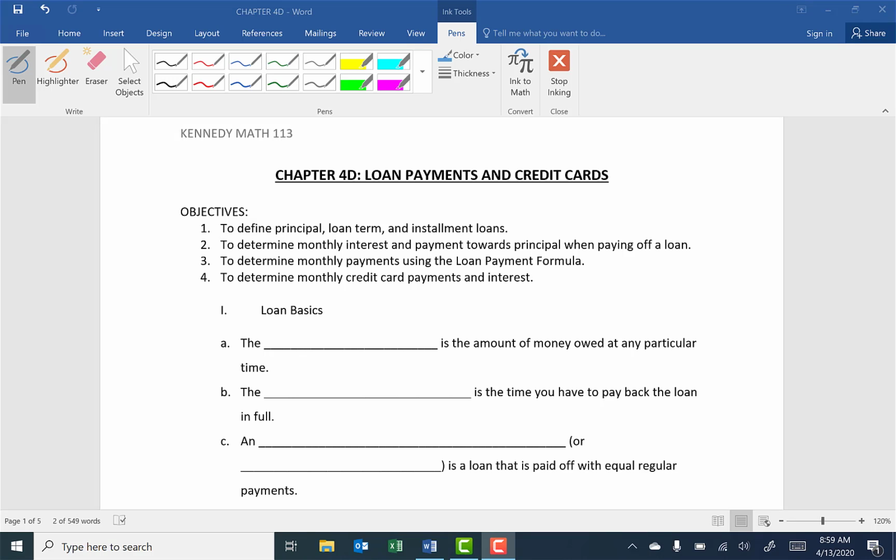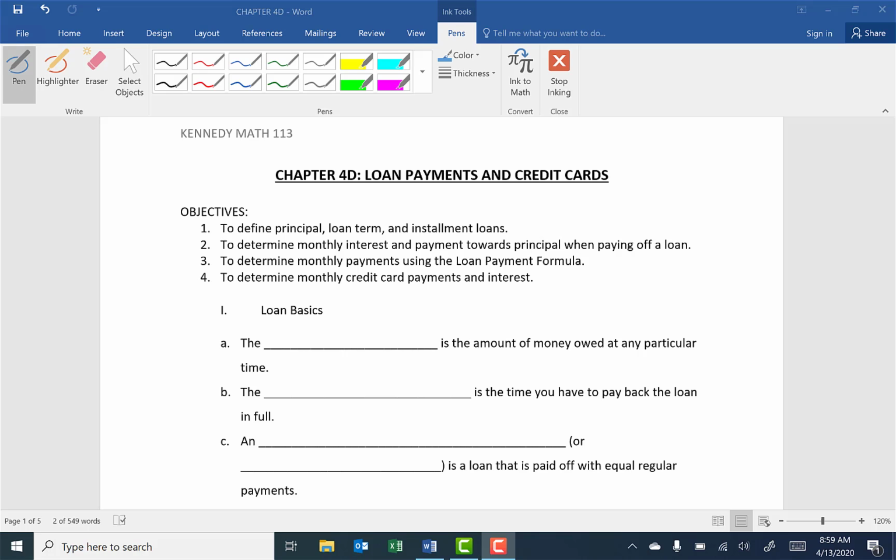This is the outline for Math 113, Chapter 4D, Loan Payments and Credit Cards. Our goals in covering this outline are to define principal, loan term, and installment loans, to determine monthly interest and payment toward principal when paying off a loan, to determine monthly payments using the loan payment formula, and to determine monthly credit card payments and interest.